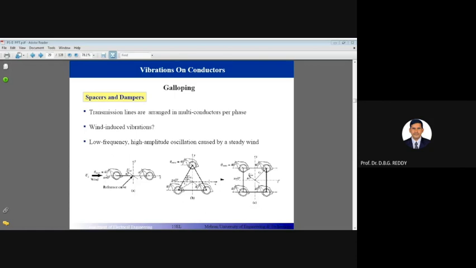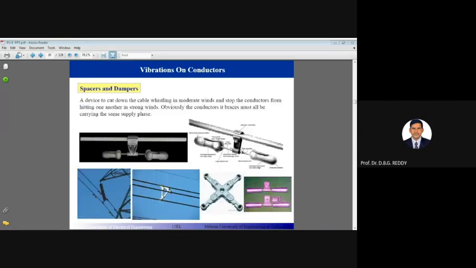Like that, in the rainy season, winter season and different seasons, there are many wind-induced vibrations, and we also have to minimize them. Low frequency, high altitude oscillations are caused by the steady wind. Now we'll go to the next slide. Yes, vibration on conductor. Now you can see how spacers and dampers are used to minimize the conductor vibrations.